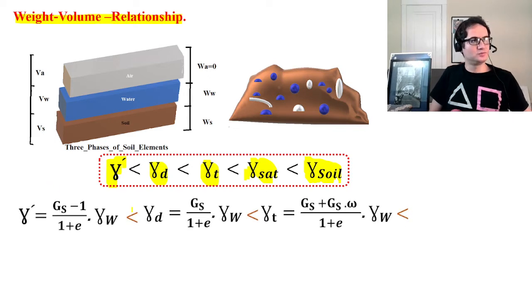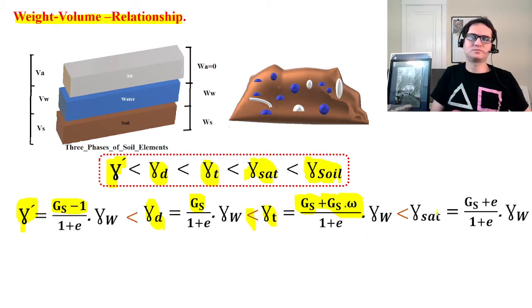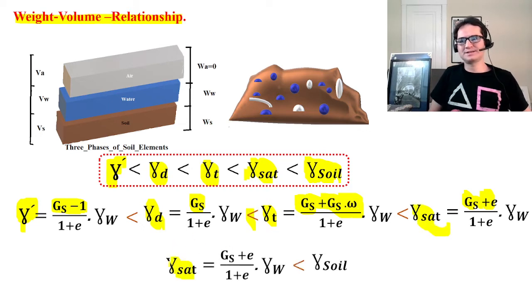And we also proved them with the formula as well. So gamma prime is GS minus 1, gamma D, which is a bit bigger, is GS over something that's smaller than gamma T, which is GS plus GS times W, which is moisture content, and that's also smaller than GS plus void ratio. When SR, saturation ratio, is 100%, gamma T will reach gamma saturated, and yet gamma saturated is smaller than the unit weight of the grain soil itself.